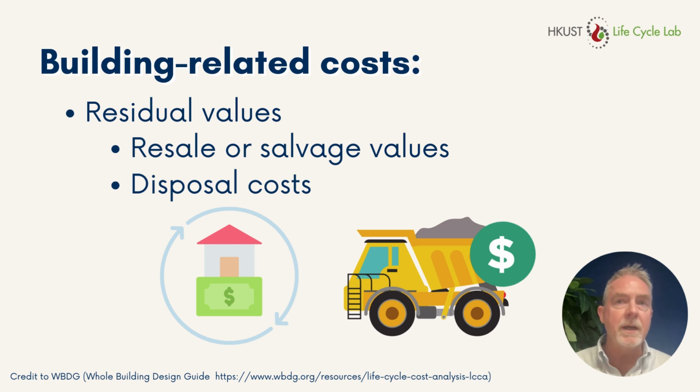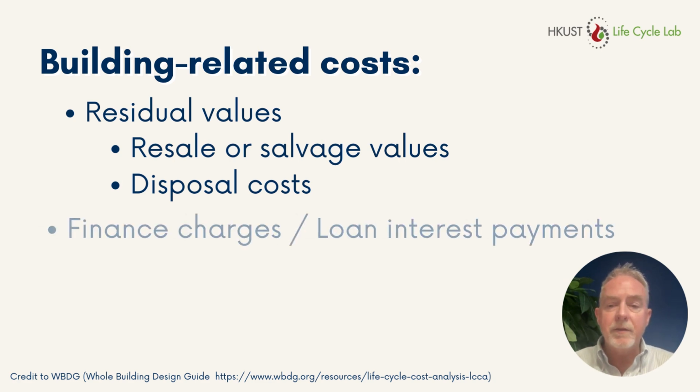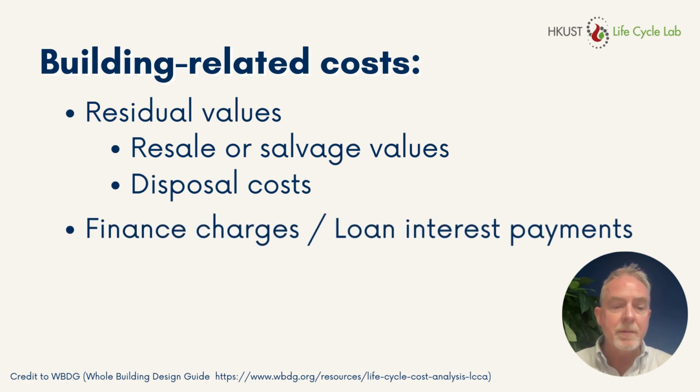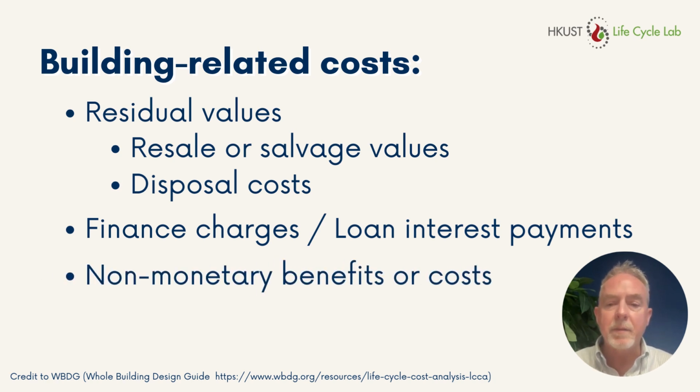For example, we have carpets that we know will have to be replaced at some point. And at this time, there are really no recycling options. So with the waste charging scheme, we have to pay for all of those to go to the landfill. If there are any finance charges or loan interest payments, that doesn't really apply to us at the university, but those would also be included. And then any kind of non-monetary benefits or costs. And so we might look at whether one would make us look better.